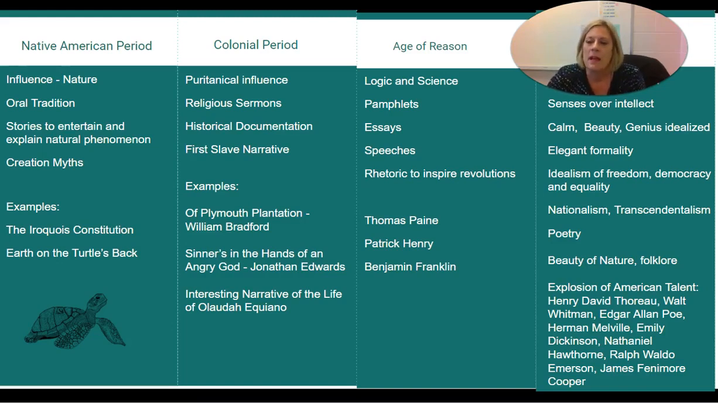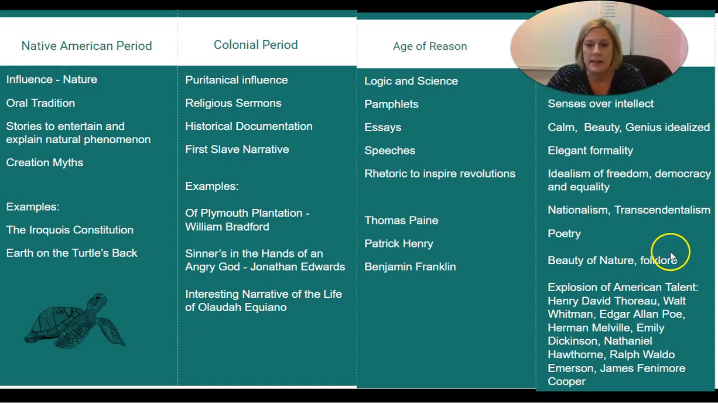There was an elegant formality to the literature of the time, the poetry and the prose, both. There was idealism, freedom, democracy, and equality. We know that everything that is idealistic is not realistic, right? There was a trend towards nationalism, and then the movement of transcendentalism that you will study, and you will hopefully read some of the works like Henry David Thoreau's Walden.